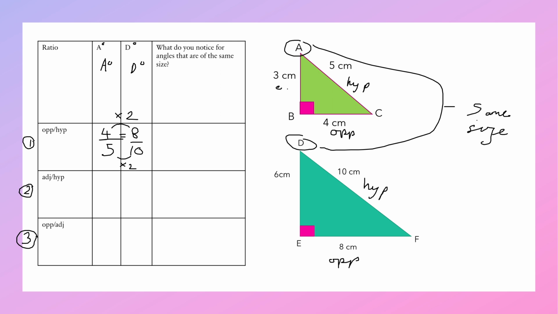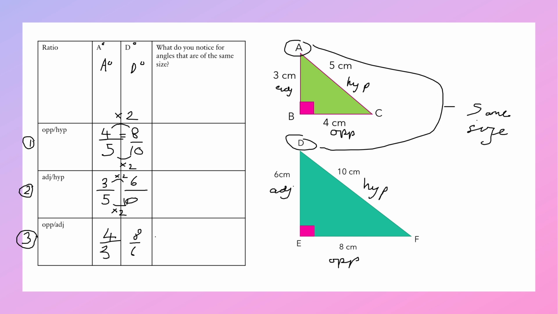So I'm going to put adjacent here. We get 3/5, because adjacent over hypotenuse, and then our adjacent here, touching D, is 6. So I'm going to put 6 over hypotenuse is 10. So times by 2, if you think of it, they're equivalent fractions. So the 6/10 we can cancel down into 3/5. Opposite over adjacent, let's try this one. We're going to get 4/3, and for D, we're going to get 8/6.